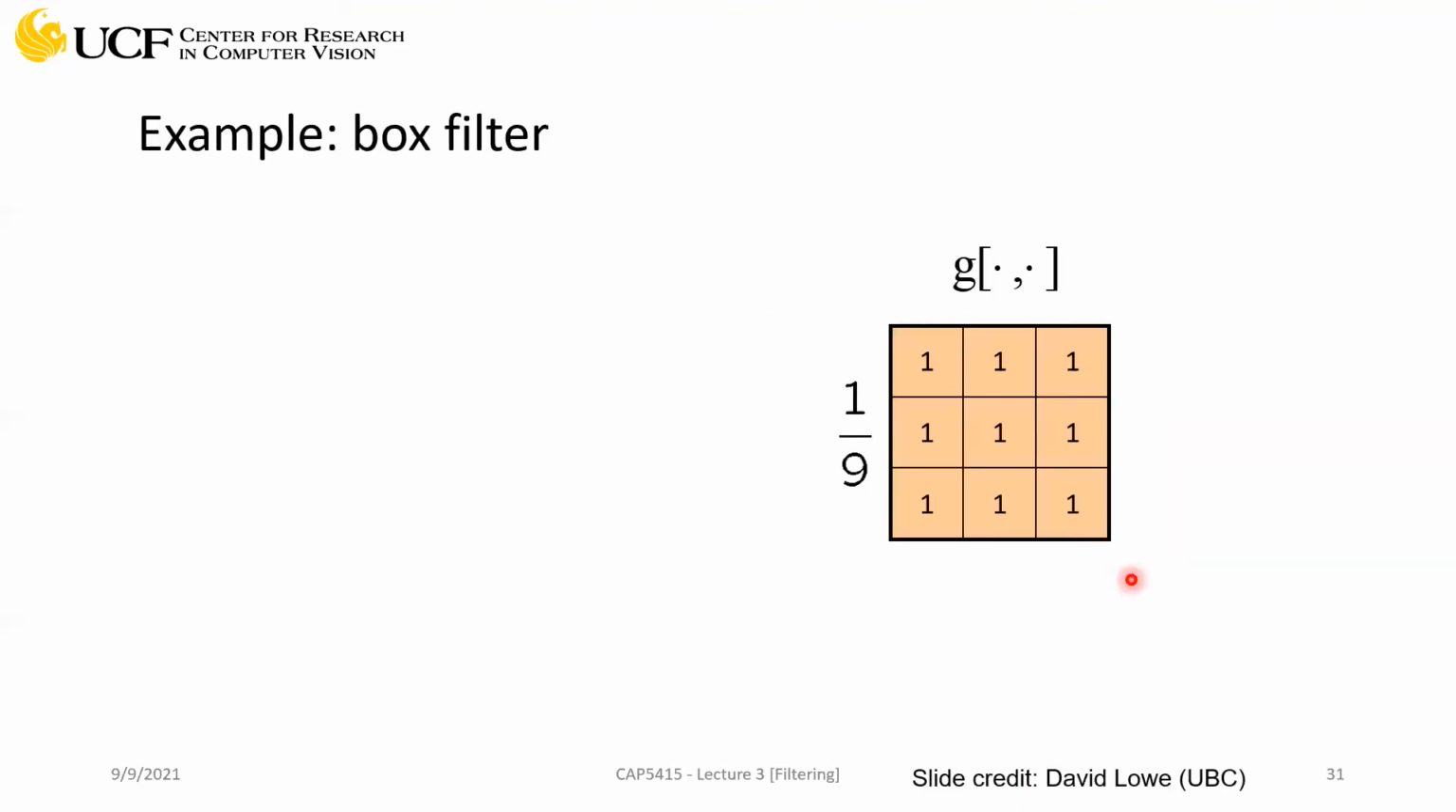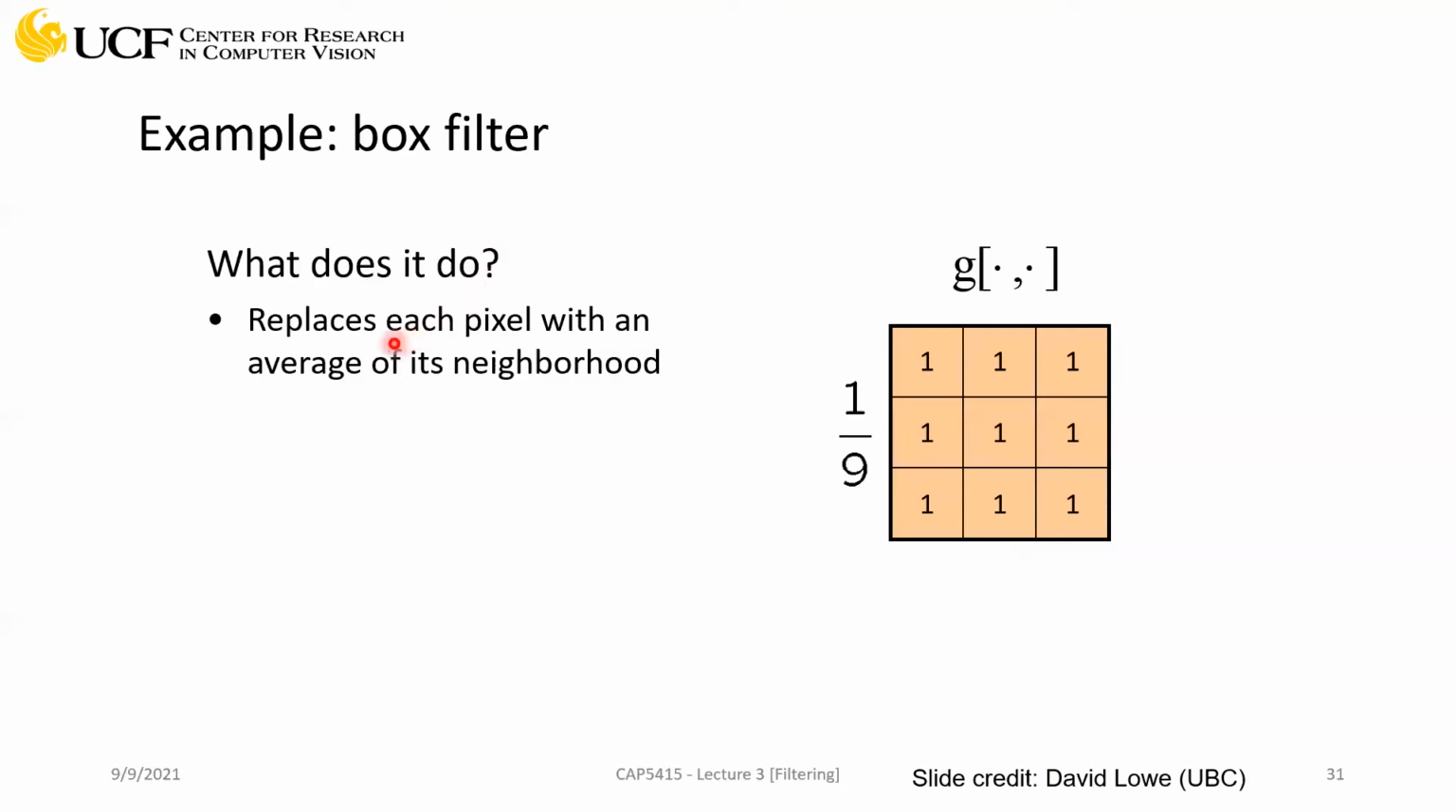Okay, so the operator or the filter which I showed you earlier, where every location has a value of 1, that's called a box filter. What it does is replace the pixel with the average of its neighborhood, right? That's what we discussed. So that's a kind of averaging.